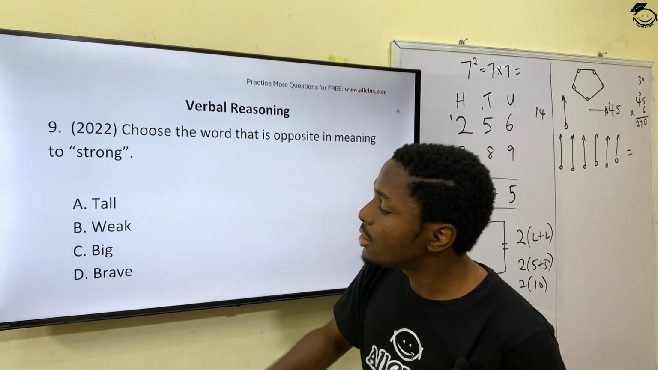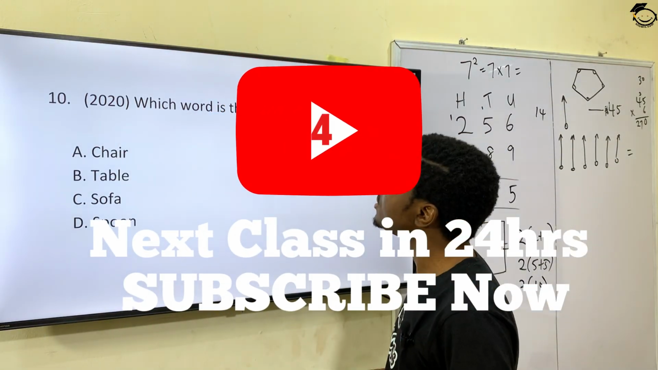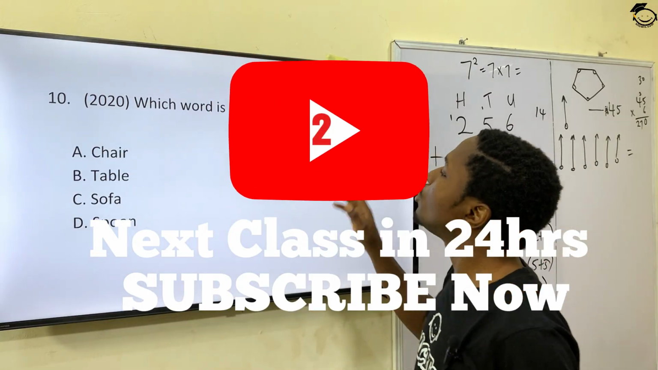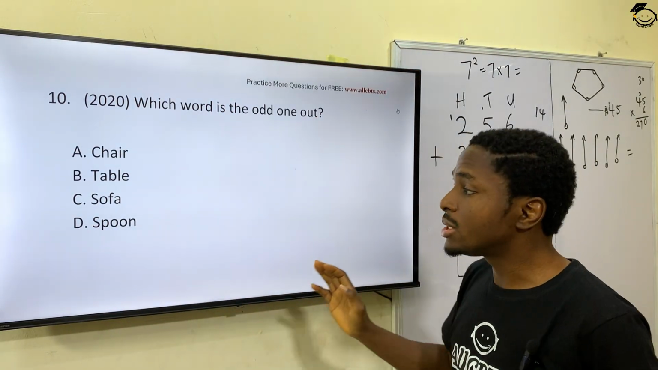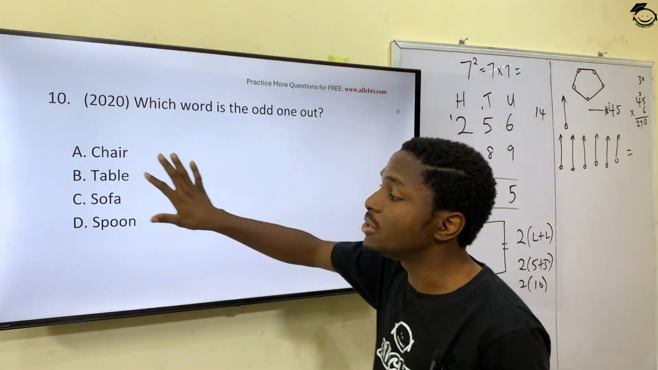As a matter of fact, weak is the opposite of strong. 10. 2020. Which word is the odd one out? Simply put, which of these words does not belong to the group of these options?